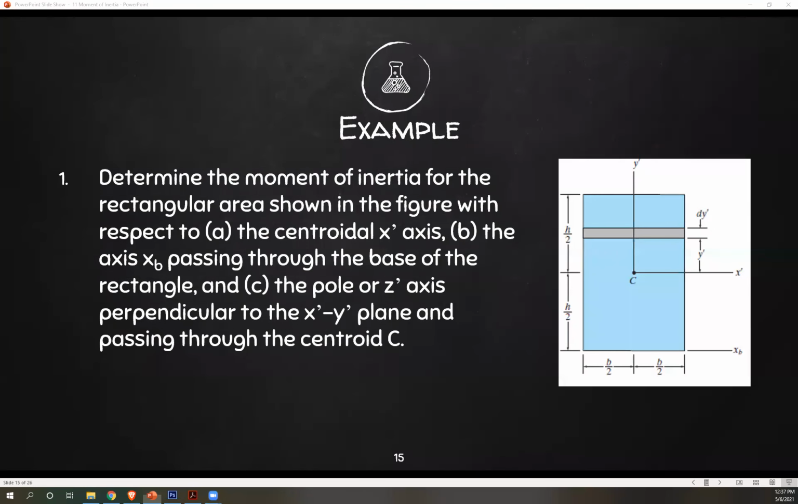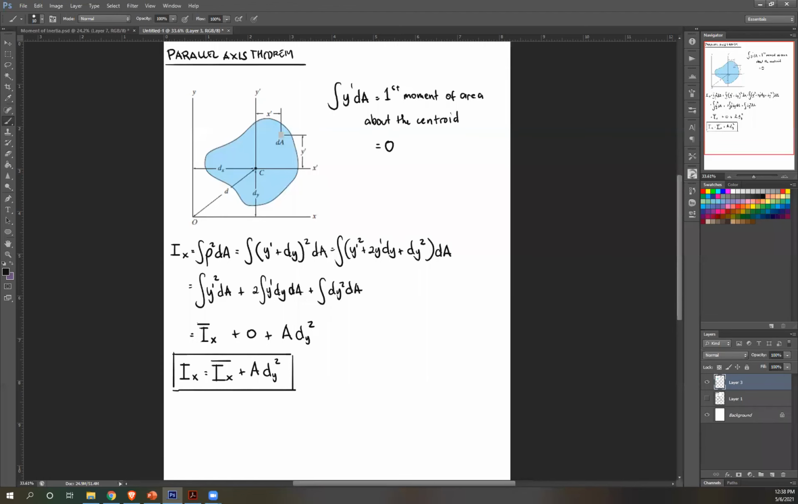Okay, example number 1. Determine the moment of inertia for the rectangular area shown in the figure with respect to letter A, the centroidal x-axis, denoted by x prime, letter B, the axis x b, here at the base, passing through the base of the rectangle, and C, the pole or z prime axis, perpendicular to the xy plane and passing through the centroid C. So we're looking for 3 things: moment of inertia about your centroidal x, your base x, and your polar axis. Okay, let's solve.